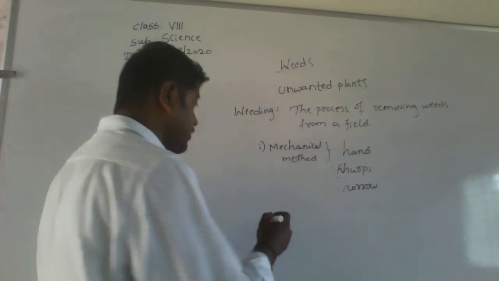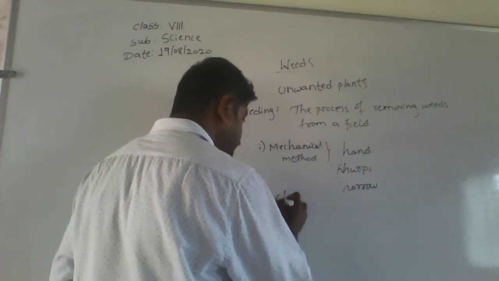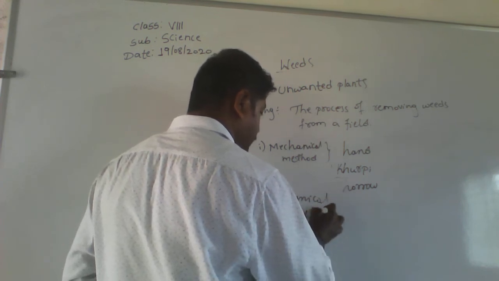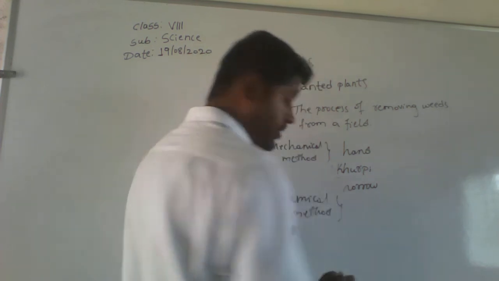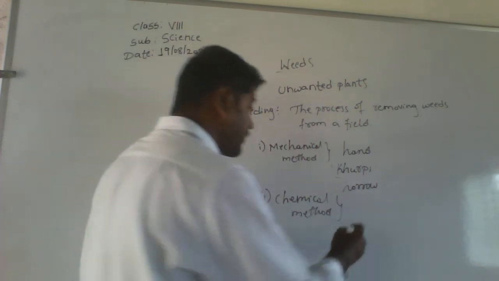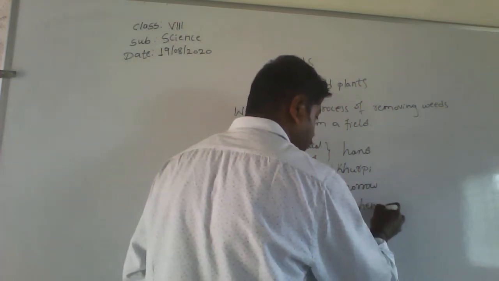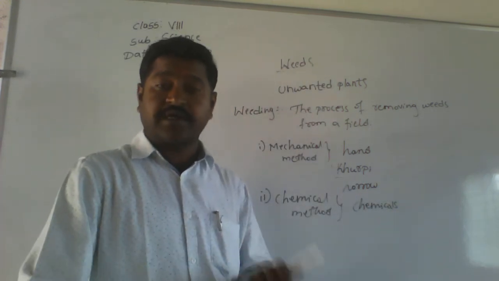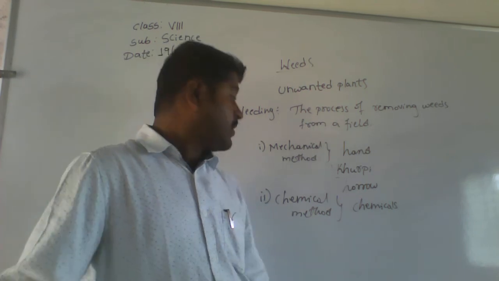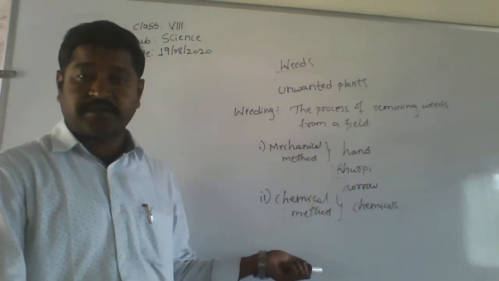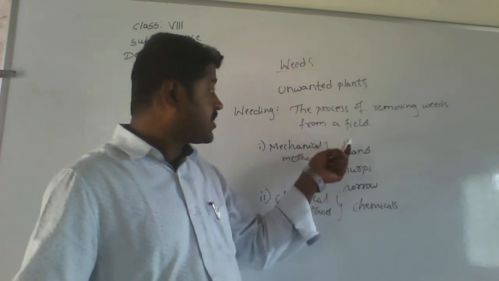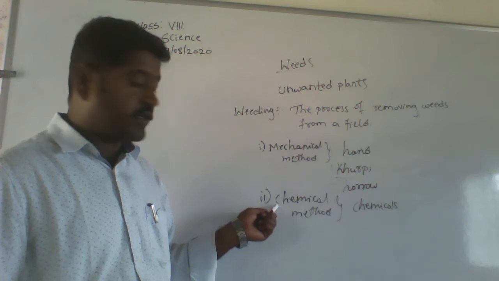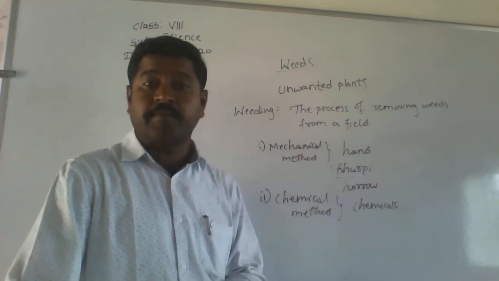Then the next is the chemical method. The word itself states that here chemicals are used. What kind of chemicals? Here in this chemical method, what is done? The weeds are removed by chemicals. For that we call it the chemical method.